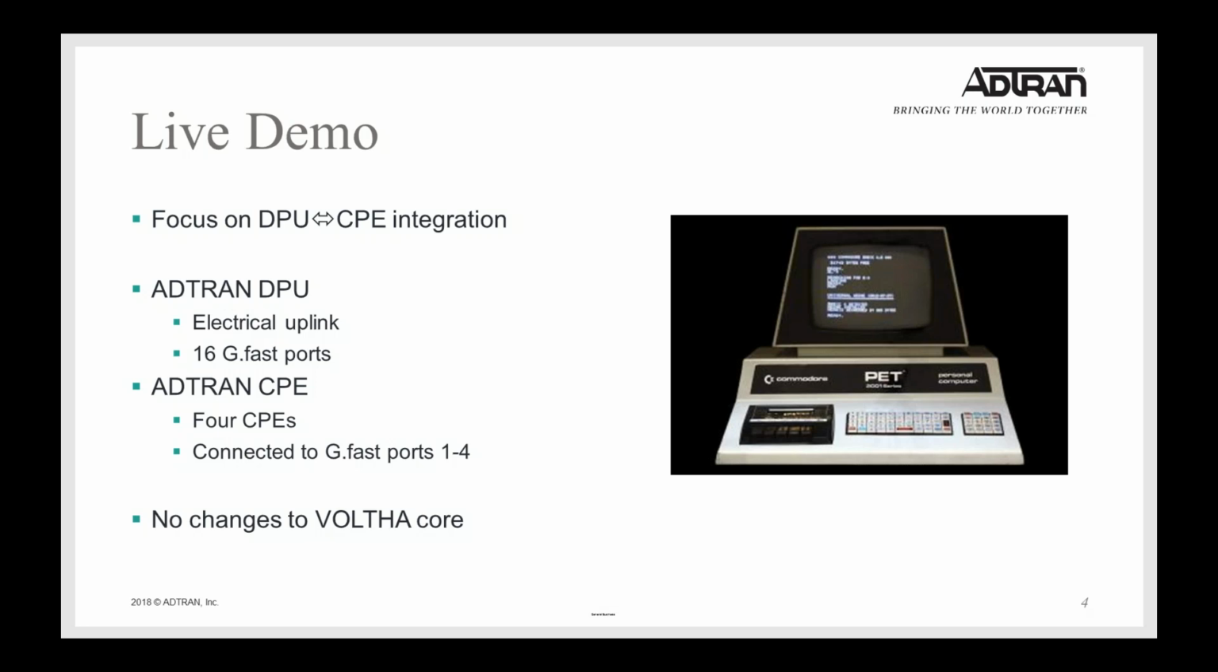These 4 CPEs will be connected to G.fast ports 1 to 4, so that on ports 5 to 16 there will be no modem connected. I didn't do any changes to the VOLTHA core. The VOLTHA version I'm using is still version 1.3. The only thing I did was to add adapters to it, one adapter for the DPU and one adapter for CPEs.